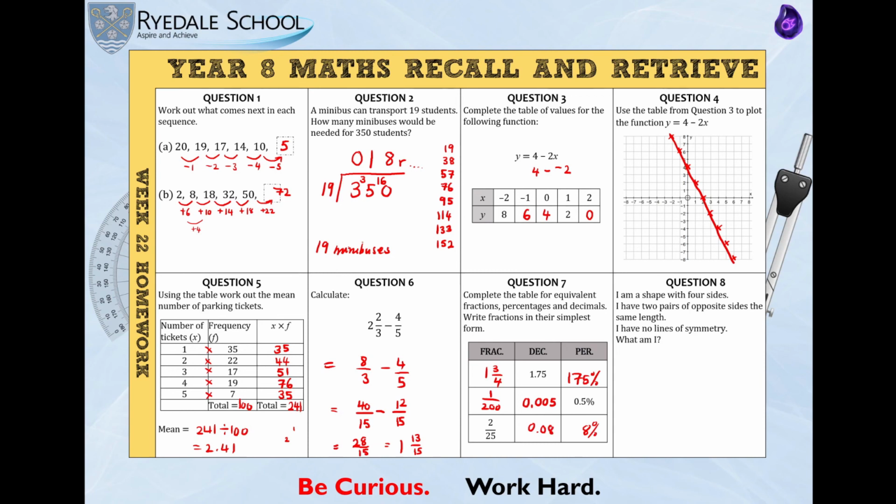Finally, question 8, I am a shape with 4 sides. I have 2 pairs of opposite sides the same length. At this stage, it could be a rectangle. I have no lines of symmetry. That is now telling us it is this shape here. 2 pairs of opposite sides the same length, no lines of symmetry. It is a parallelogram.